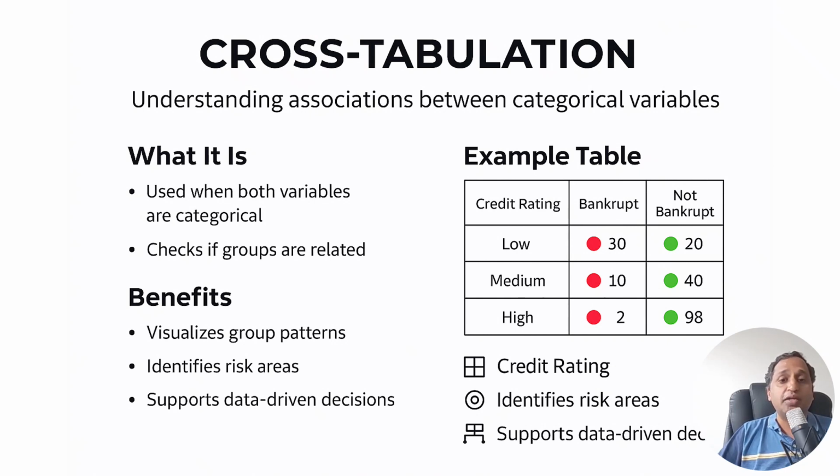Now let's break down the benefits of cross tabulation. It visualizes group patterns clearly: which categories co-occur and how often. It helps us identify risk areas, like which segments are more prone to default or churn. And most importantly, it supports data-driven decisions, allowing us to tailor strategies based on category behavior. So crosstabs are incredibly simple but powerful. They are often the first place we look to explore association patterns before diving into statistical tests like the chi-square test.